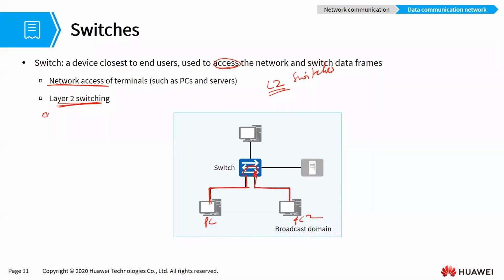Another function that we have for these switches is what we call layer 2 redundancy. A broadcast domain is simply a set of nodes or a set of terminals that can receive a broadcast packet.